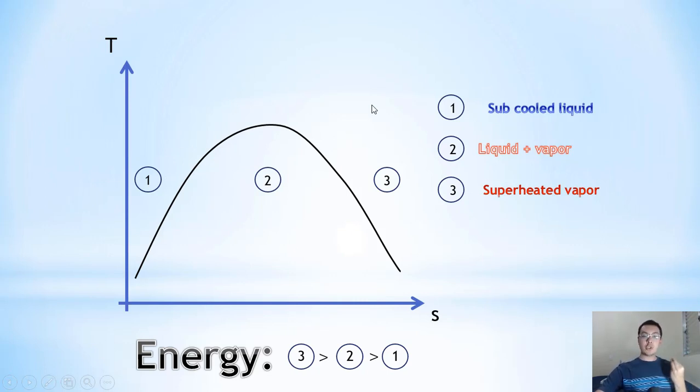We should know that at the left we have subcooled liquid, in the middle liquid plus vapor, and at the right superheated vapor. Okay, so now we made this review of the TS diagram. We will move on to the ideal Rankine cycle, and here I will talk about the components of the cycle.